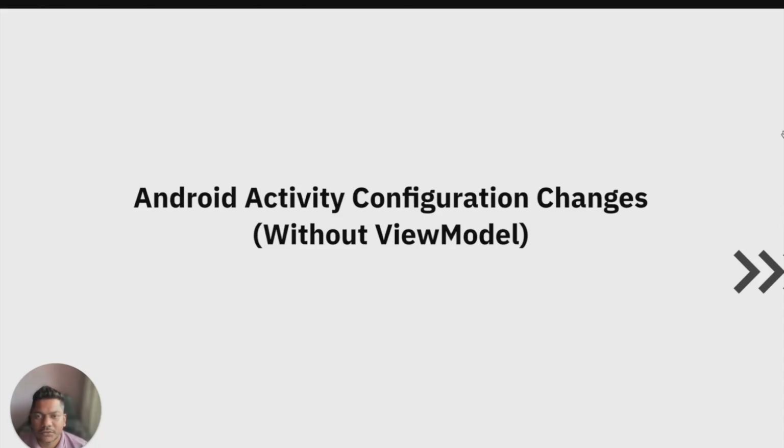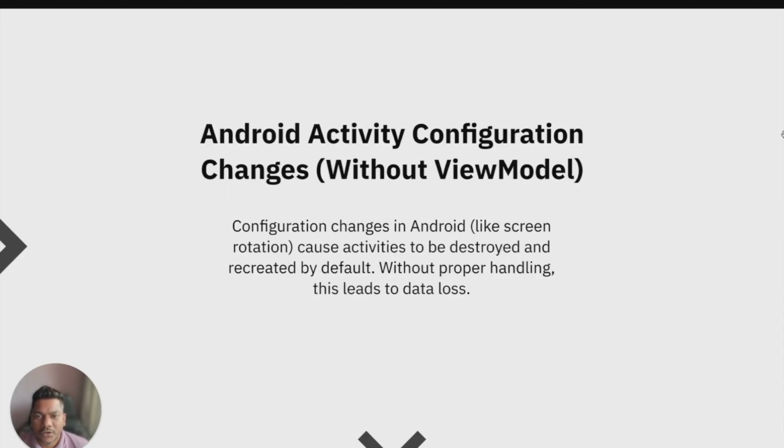Sachin Singh Nihan, and today we're going to learn about Android activity configuration changes without ViewModel. A configuration change in Android, like screen rotation, causes activities to be destroyed and recreated by default without proper handling. This leads to data loss.